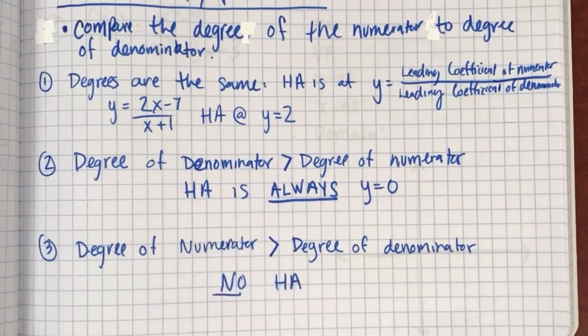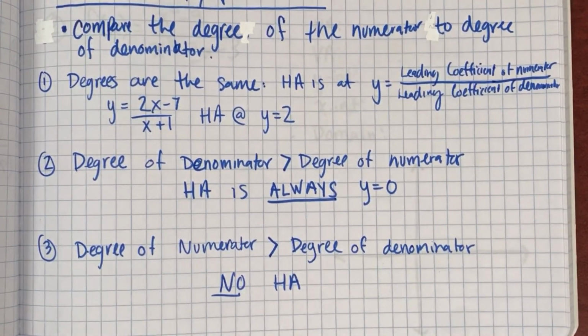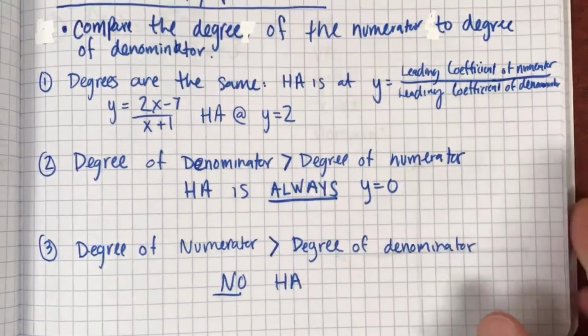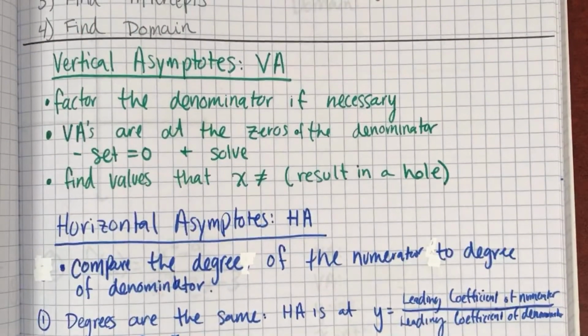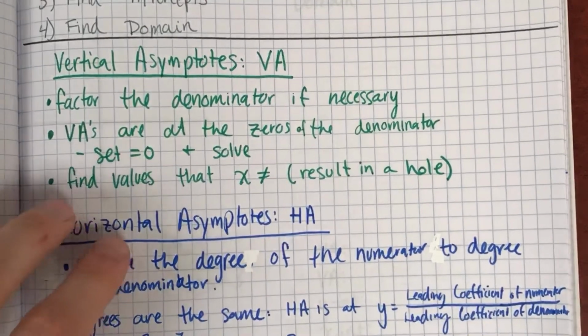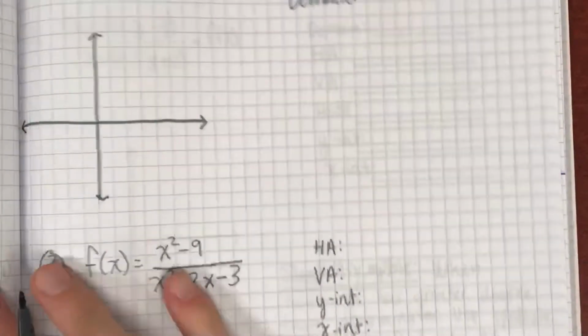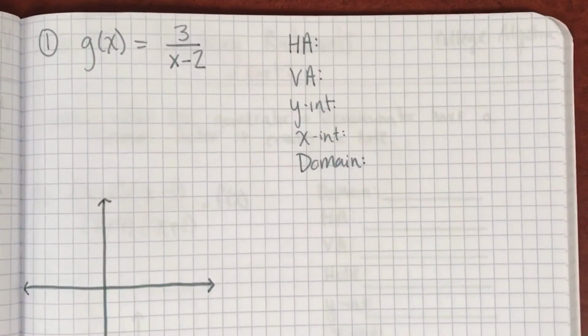All right. If the degree in the denominator is bigger than the degree in the numerator, the horizontal asymptote, or HA, is always going to be y equals 0. And then if the degree of the numerator is bigger than the denominator, then we simply don't have a horizontal asymptote. So this page, talking about how to find our vertical and horizontal asymptotes, is going to be really useful when we're looking at graphing and how to graph.